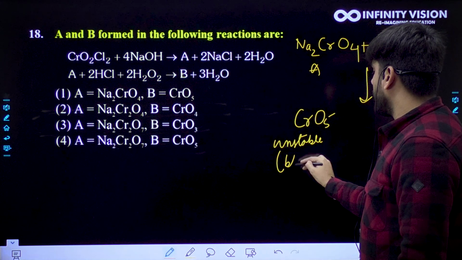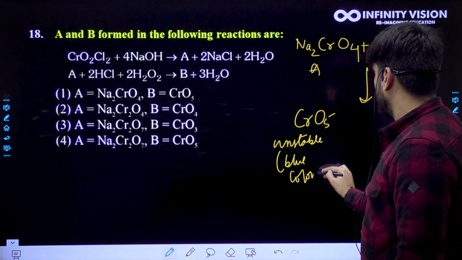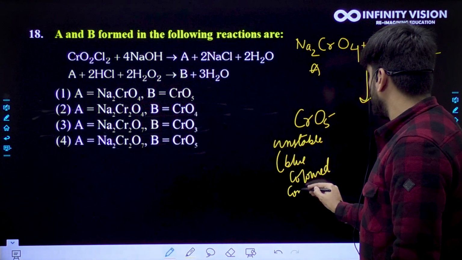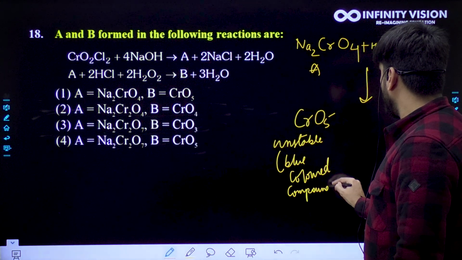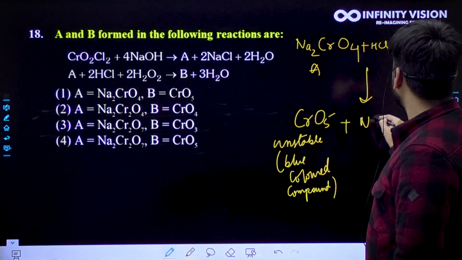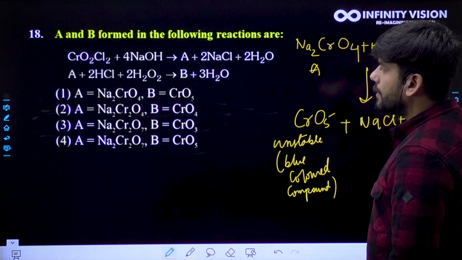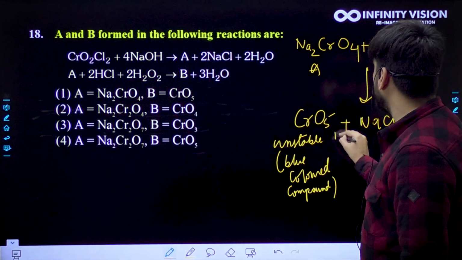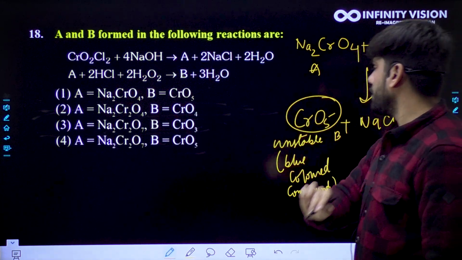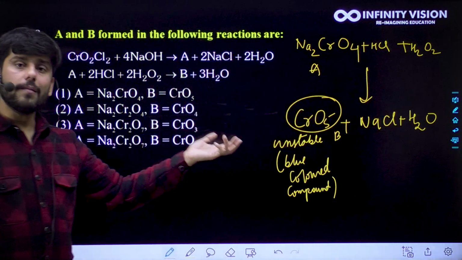This is a blue colored compound. This is an unstable, blue colored compound, plus NaCl will be there, plus H2O will be there. So B is basically what we are concerned about, CrO5, that is chromium 6 oxide.